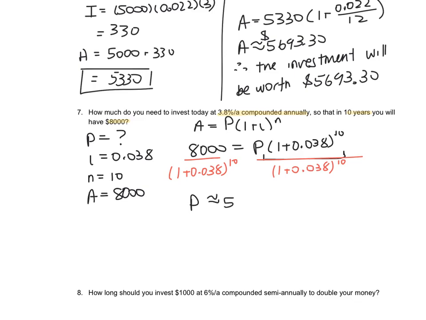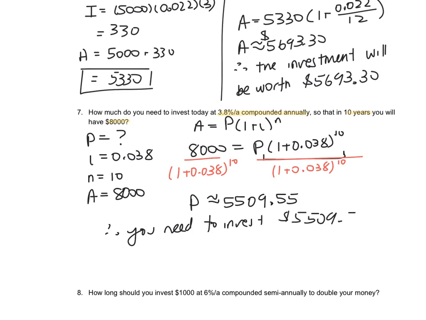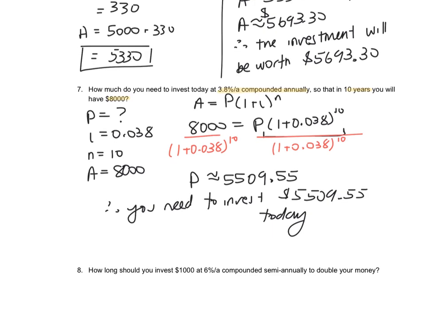So your principal amount should be approximately $5,509.55. And your logic check here should be that your principal value has to be less than the final amount. And then, therefore, you need to invest $5,509.55 today. So same formula, you just have to rearrange it a little bit.